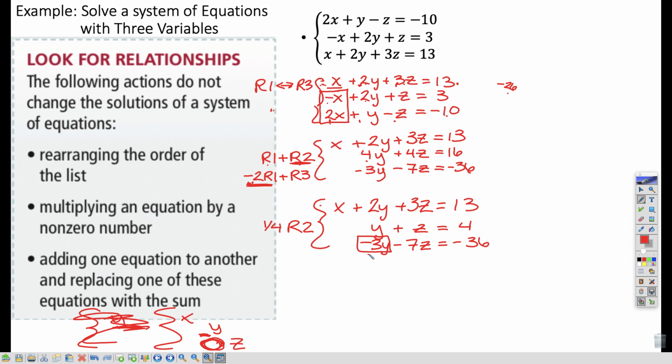Okay, so what do I need to do to this Y to get rid of it? Multiply by 3. Negative 3? Just a positive 3. So 3R2 plus R3. Am I changing row 1 or 2? Nope. So just write them.